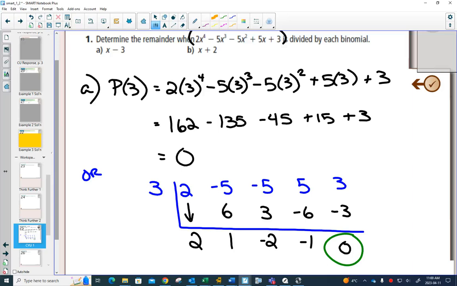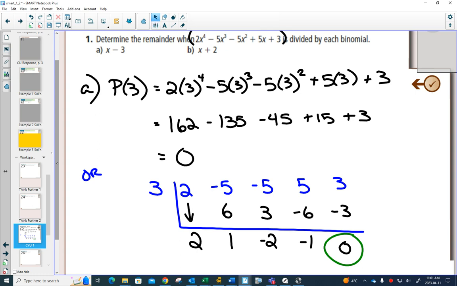Adding and subtracting, just a little comparison. Here I had to add and subtract 162 minus 135 minus 45 plus 15 plus 3. Not crazy hard, but a little bit of mental math. Here, I think minus 5 plus 3 was the hardest adding. Again, I hope you realize that the adding in the synthetic division in this case was a lot easier. So both of them get a remainder.